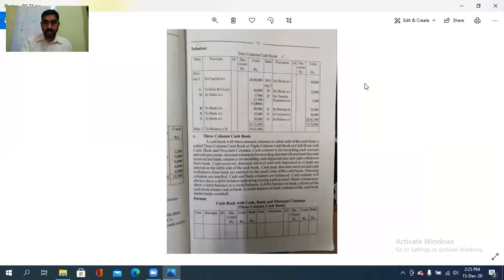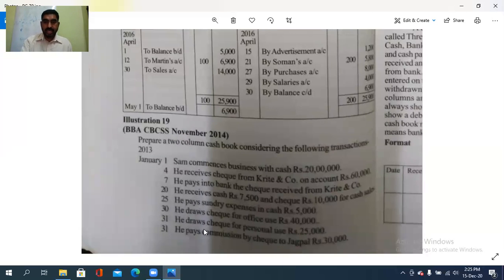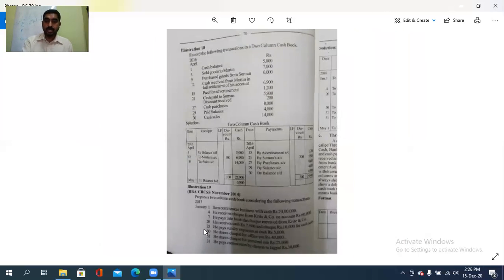Then next case, he receives cash rupees 7,500 and check rupees 10,000 for cash sales. So for the cash sale made, 7,500 cash was received and the balance was received as a check. The check received is also treated as cash received. So cash is received, isn't it? And check is also received.